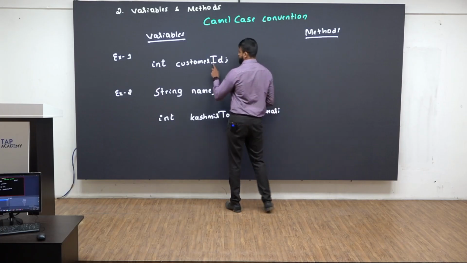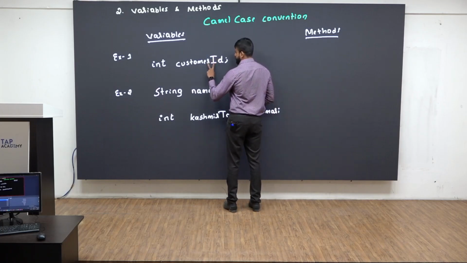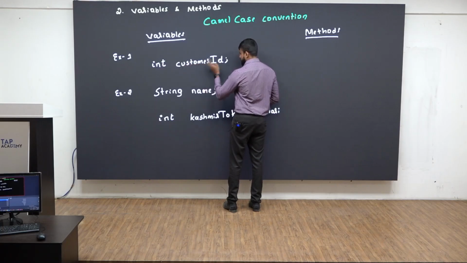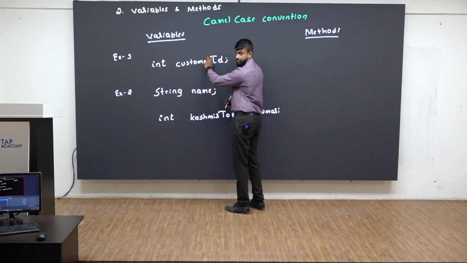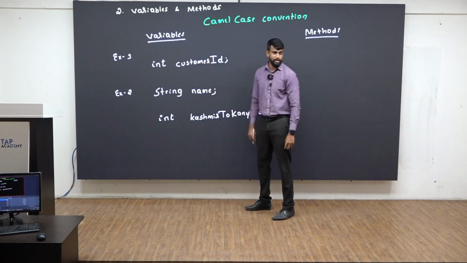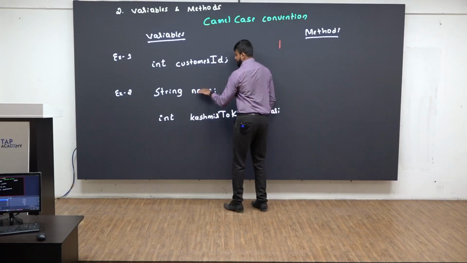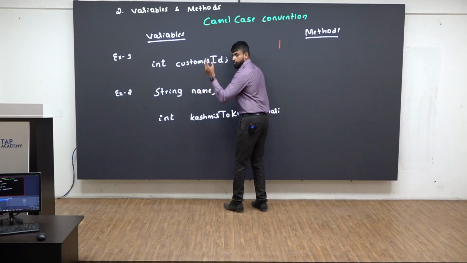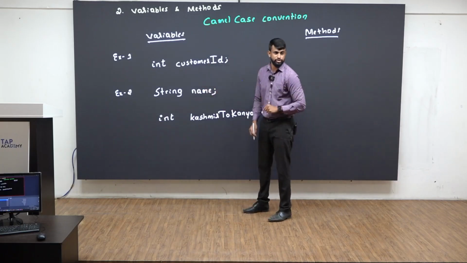If you ask me the first one, here there are 2 words. First is customer, second one is ID. The first word, everything should be small. The second word to start with, you should write capital. That is how the camel case convention tells. Now let me proceed further. In this variable, you have only one word, and all of the letters of this word should be small. That is what camel case convention tells.